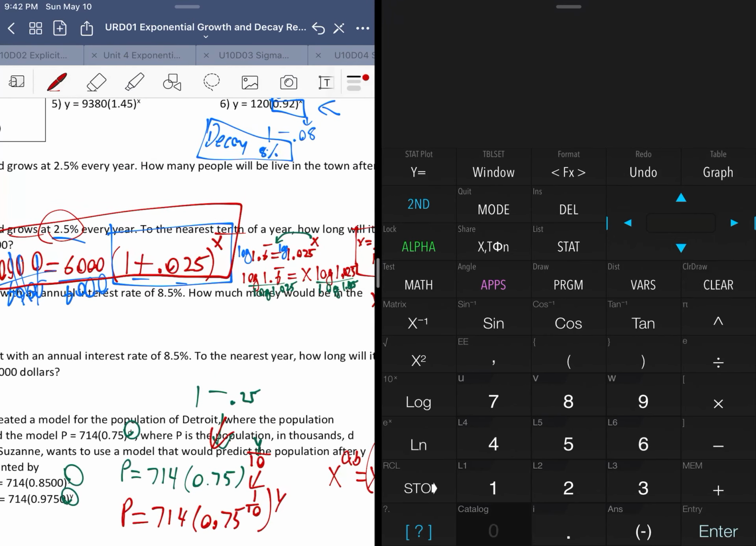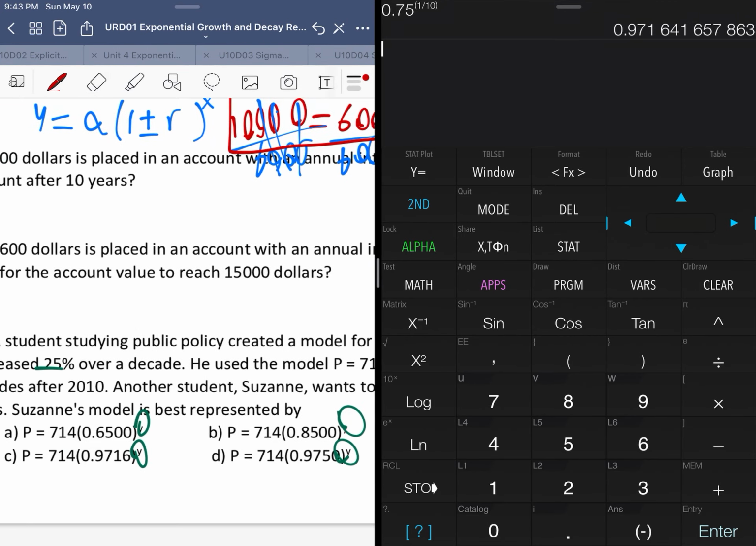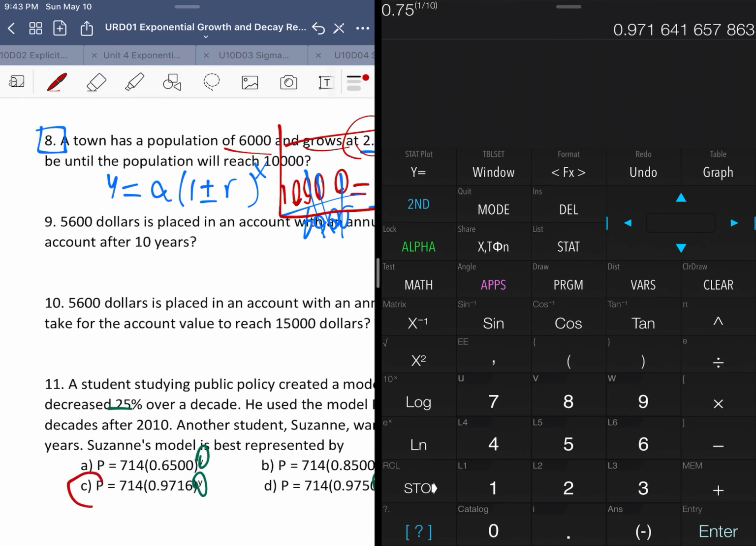So we're going to write 0.75 to the power of 1 divided by 10, and that is 0.97. So apparently a decay of 25% per 10 years is the same thing as decreasing by about 2.9% every 1 year. So we're looking for 0.971, which is choice C.